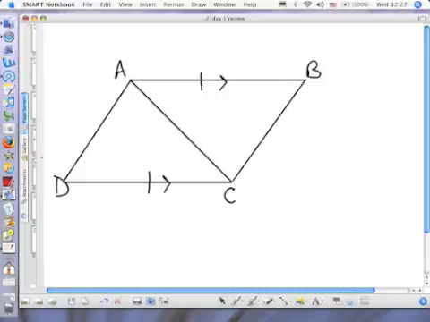Well, if they're giving you parallel lines, then we're going to think about all those angles formed. Alternate interior angles. So the one to the right of A and the one to the left of C: angle BAC and angle ACD. Those 2 angles are congruent. Why are they congruent? They're alternate interior angles.